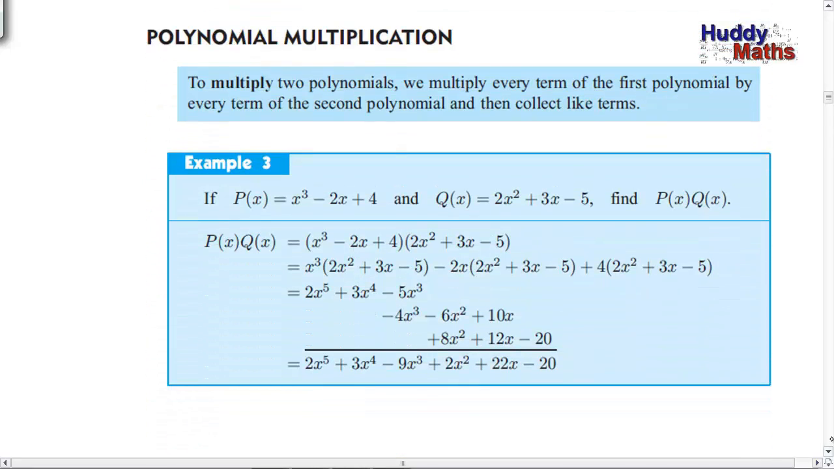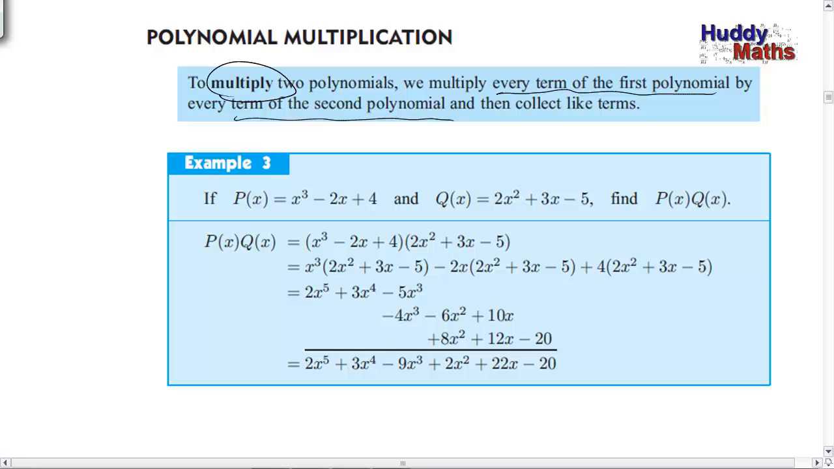Let's have a look at polynomial multiplication. What we're doing is we introduce an idea of a family of functions here, and we want to work with them and perform various operations with them. So here we're going to multiply two polynomials. We multiply every term of the first polynomial by every term of the second, and then collect like terms.